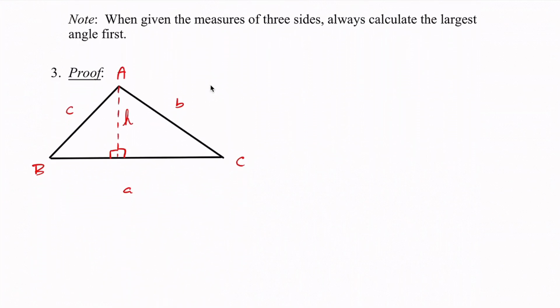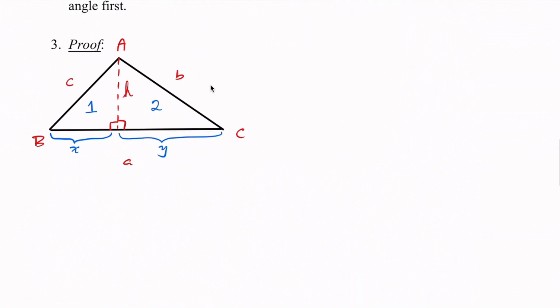So a couple other things I'm just going to add. This is going to be triangle 1. This is going to be triangle 2, just to kind of separate the two apart from each other. And this part right here, we're going to call x. And this part on triangle 2, we're going to call that y. So in triangle 1, we're going to look at that one here first.